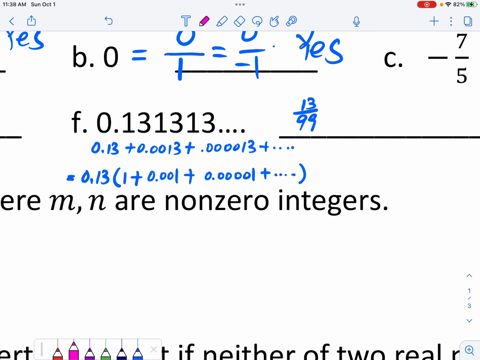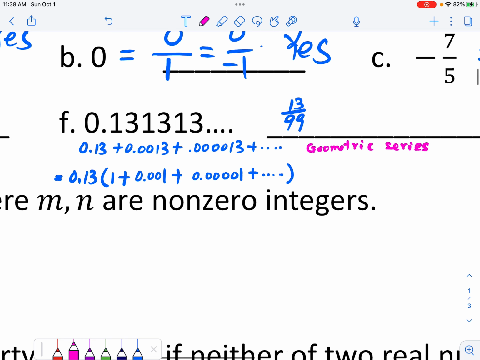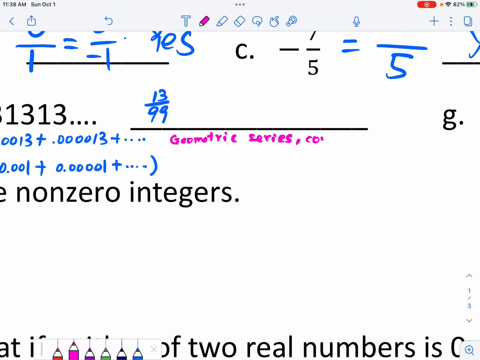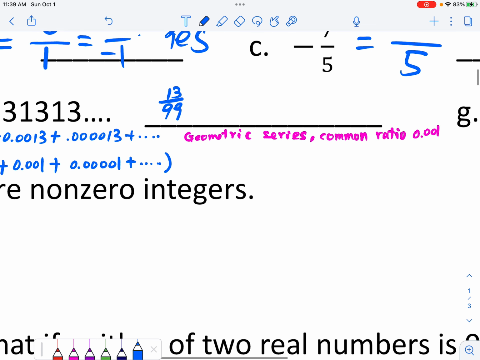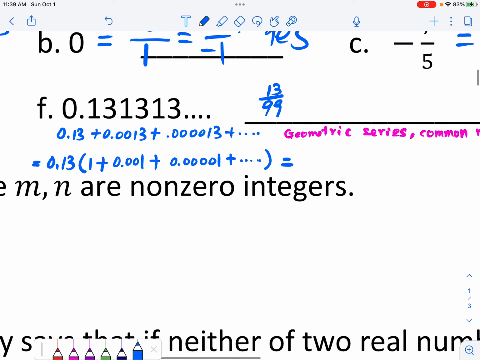So here I'm going to make a geometric series, with common ratio r equals common ratio. Let me try not to use r, because we are talking about r, using r for rational. So 0.001, that's the common ratio. And we do have a formula for that.